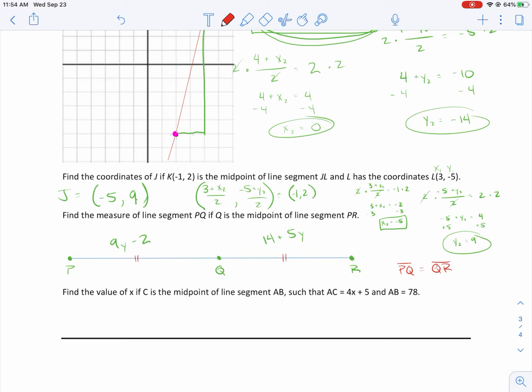The midpoint is the average, or the in-between, okay? It's the very center of the line segment. Blah. I just keep talking.